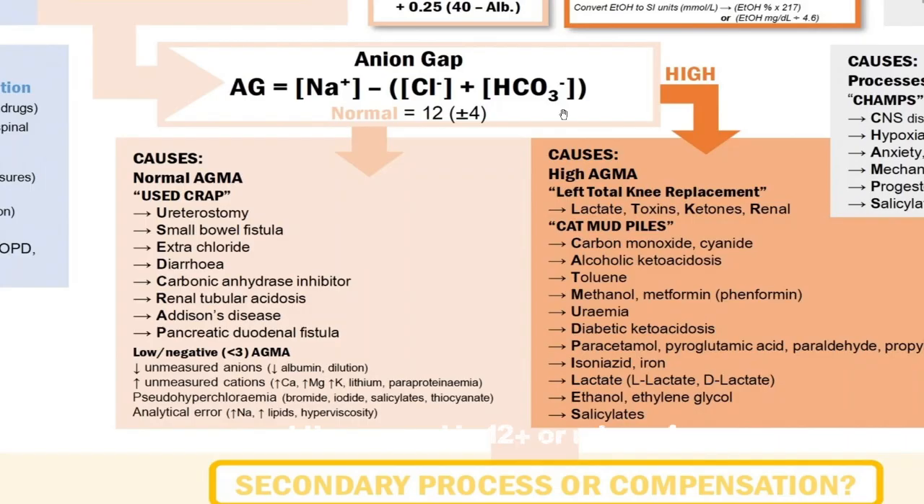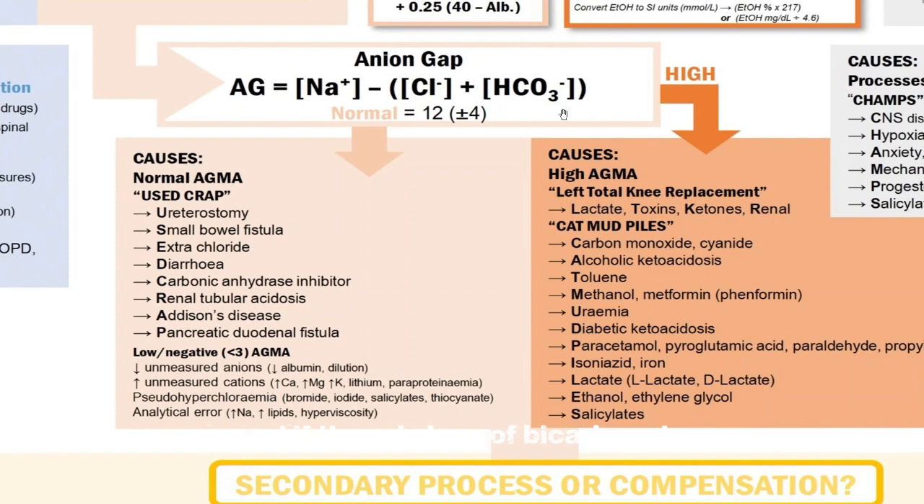And the normal is 12 plus or minus 4. What do I mean? What I mean is 12 minus 4, which is 8. So it's 8 to 14 to 16, in other words. That's the normal anionic gap. So if it's normal, it means that there is nothing that has been added in the blood. What is happening is that the bicarbonate has just been lost.